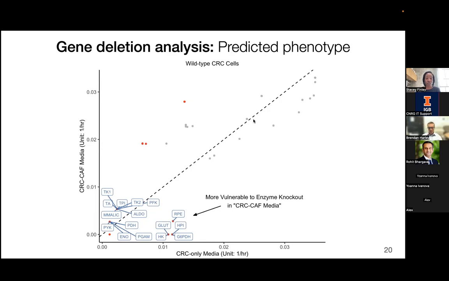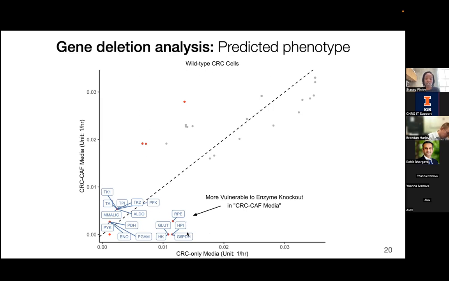And so anything that is right along this 45-degree angle line means that cells that were in CAF conditioned media or cells that were remaining in colorectal cancer media, those gene deletions have the same effect on those particular experimental conditions. But the points that are below the 45-degree angle line means that the cells that were switched to CAF conditioned media are more vulnerable to those enzyme knockouts, meaning that their growth rate is restricted more so because they've been switched to CAF conditioned media for the same enzyme knockout that we would have for cells that were remaining in CRC only media. This holds true for wild type cells.